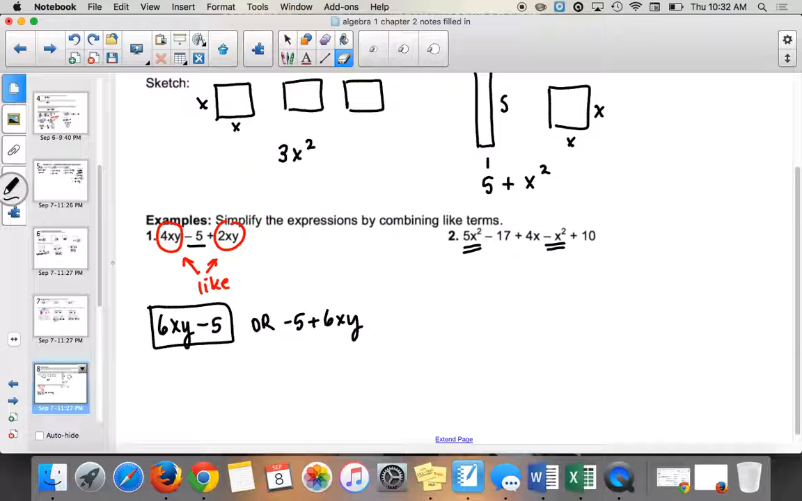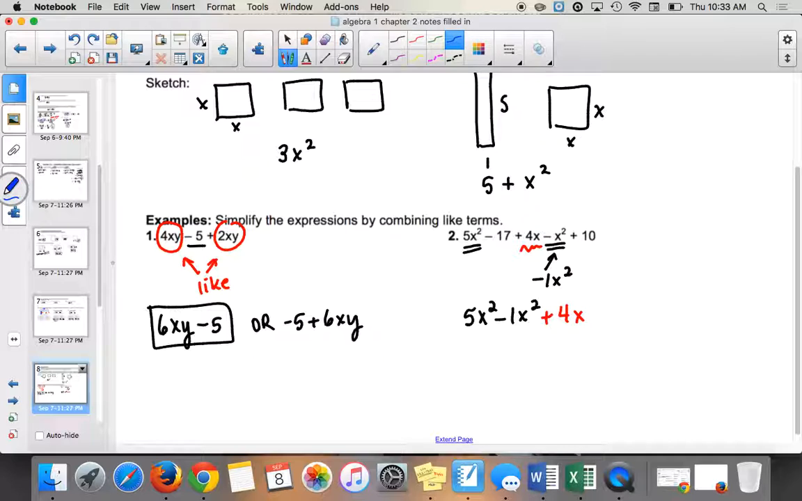So what would it be? What do you think? 4x squared. It is, because this is negative 1x squared, right? So if I have 5x squared minus a 1x squared, I get 4x squared. So let's just rearrange them so we can see our like terms. The 4x is all by itself. You guys see how there's no other things with x? So we're good. So we're going to say plus 4x.